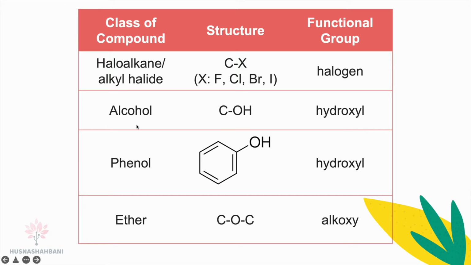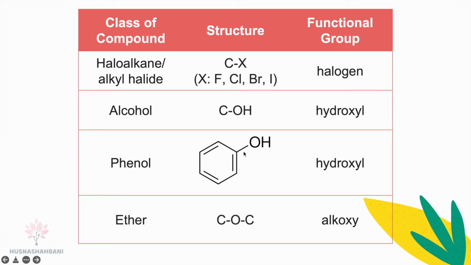Next, class of compound alcohol. The structure is C single bond with O, and then the O single bond with H. That is class of compound alcohol. The functional group for alcohol is hydroxyl. Next class of compound is phenol.